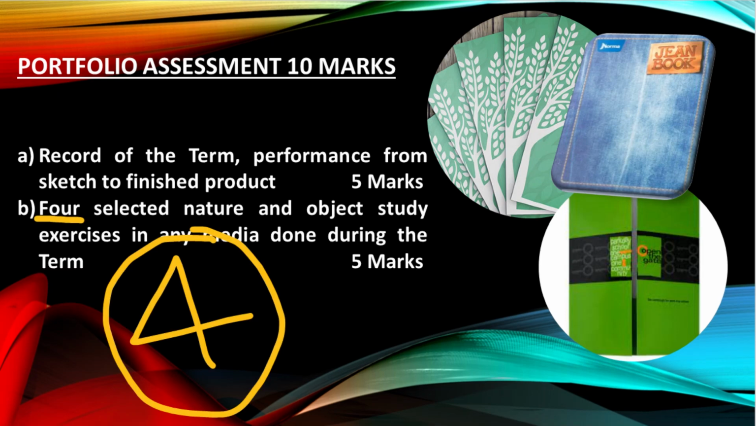Next is 4 selected nature and object study exercises in any media done during the term, which is for 5 marks. So officially you have to complete 4 still lifes nicely and properly in different media, which can be pencil colors, pastel colors, watercolors or poster colors. So you can start with pencils because they are easy. You can use double E pencil. It can give you a very nice effect on a cartridge sheet.